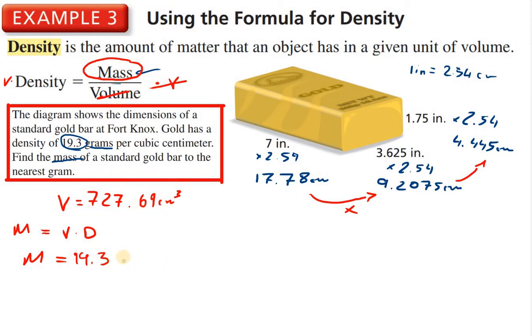19.3 is the density times the volume that we found, 727.69, and that gives us about 14,044 grams is the unit here.